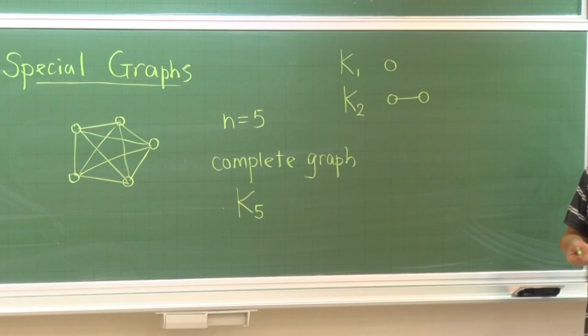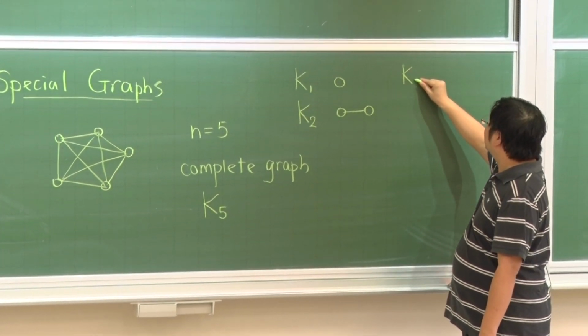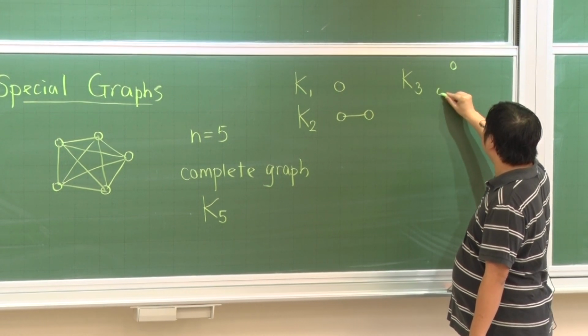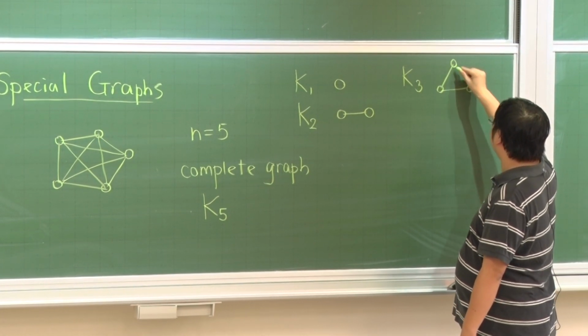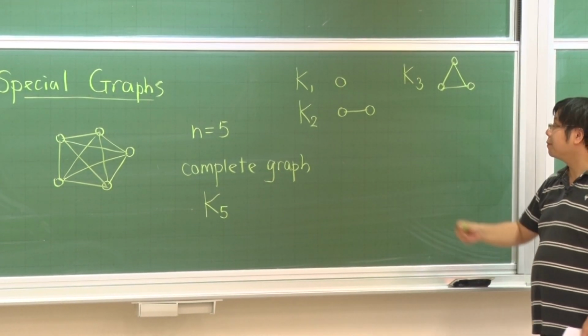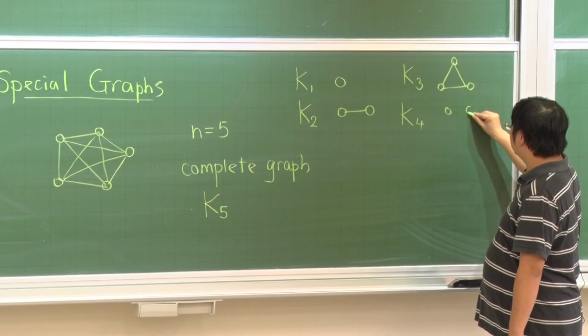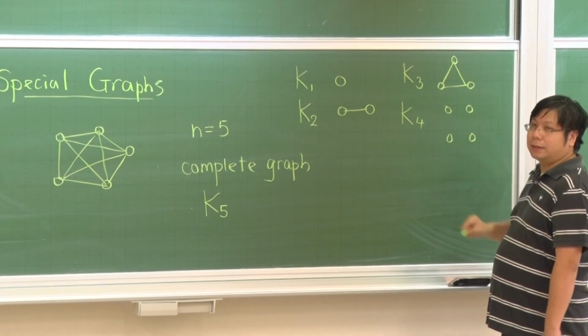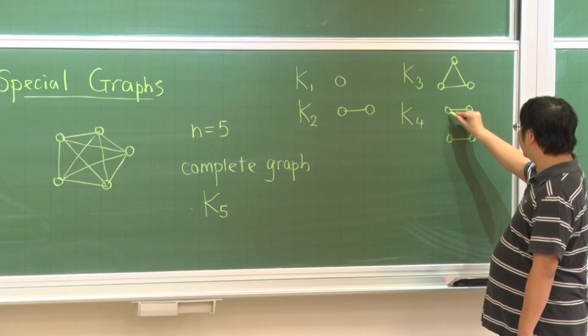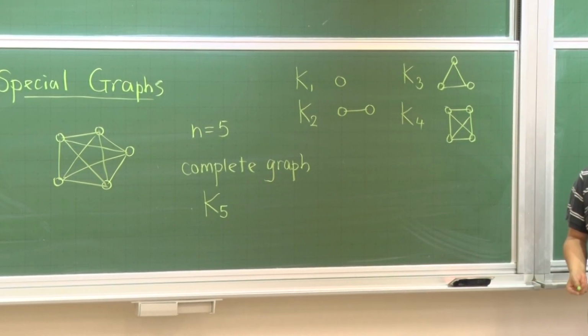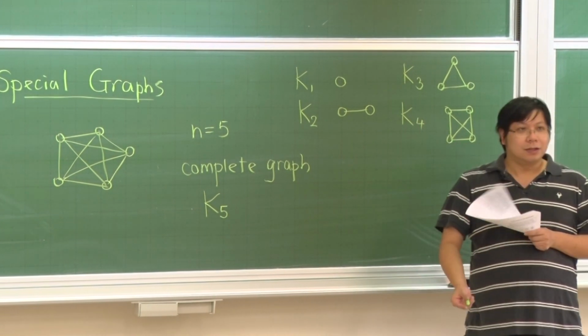Is that okay? So how does K3 look like? K3 looks like this one. There are 3 vertices, and then there is an edge joining every pair of them. And K4, how does K4 look like? So K4 looks like this. There are 4 vertices, and there is an edge joining each pair of vertices. So this is a K4. Is that okay? So we have a K5 there.